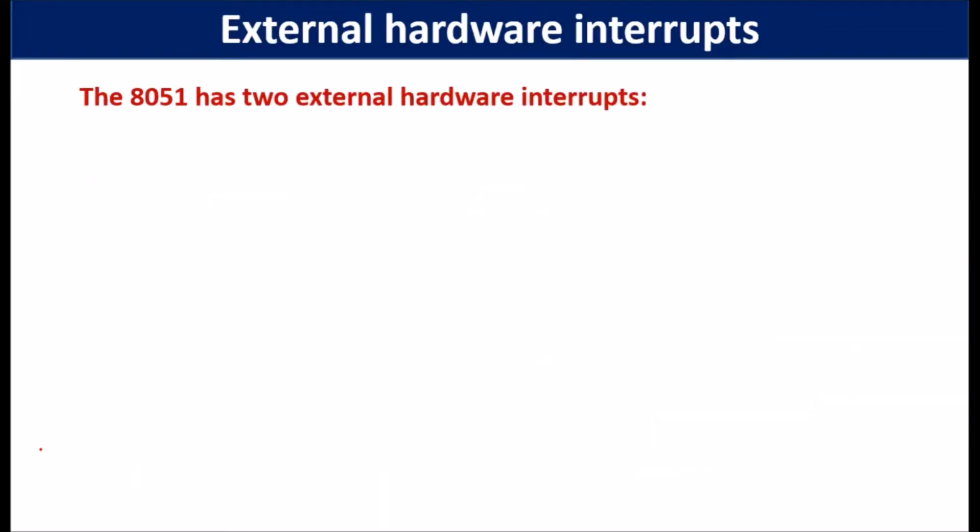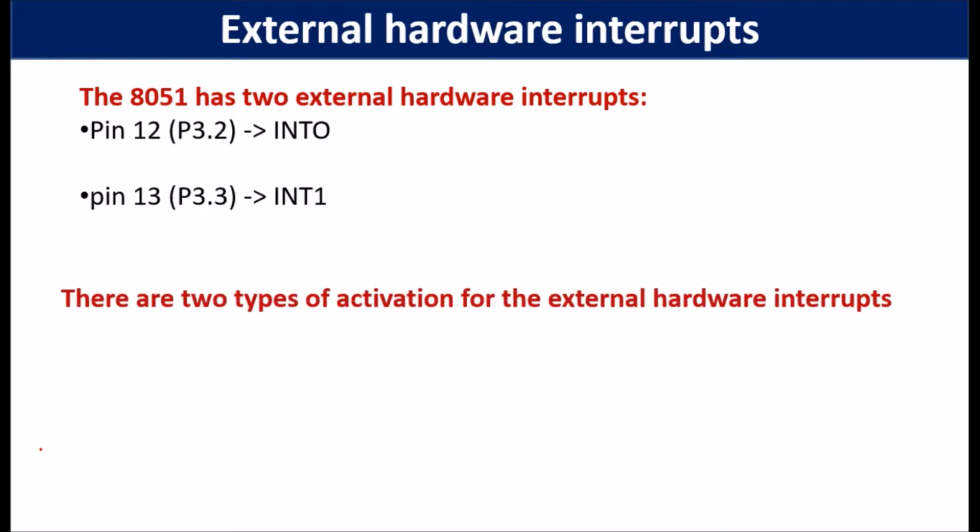So 8051 has two external hardware interrupts, that is INT0, pin number 12, P3.2. To cause the interrupt, the user has to connect an external signal to this particular pin. The second is pin 13, that is P3.3, which is called the INT1 interrupt. Both are active low interrupts, and there are two types of activation for the external hardware interrupt. To activate the interrupt, we can use either a level triggered interrupt or an edge triggered interrupt. We'll discuss both of these one by one.